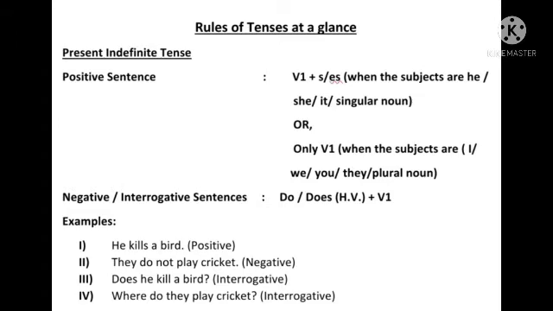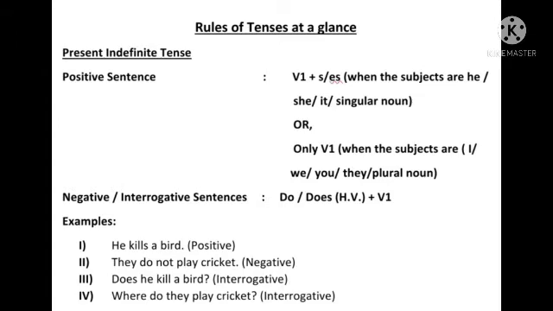And if the sentence is negative or interrogative, we have to use helping verbs do or does. When do we use do and when do we use does? We use does when the subjects are he, she, it and all the singular numbers, and do when the subjects are I, we, you, they and all the plural numbers. Children, take care. With do or does, never use any S or ES form. Only base form of the verb should be used.